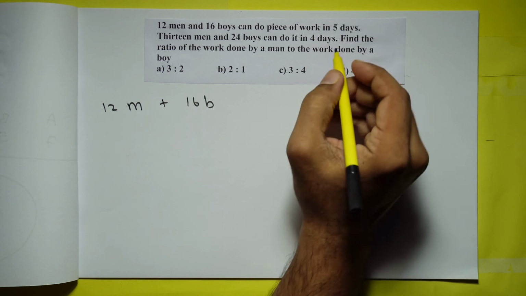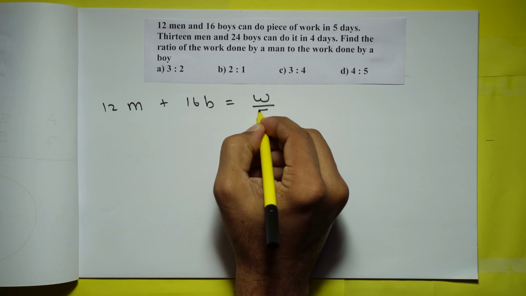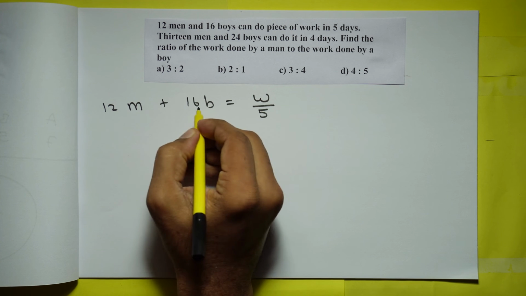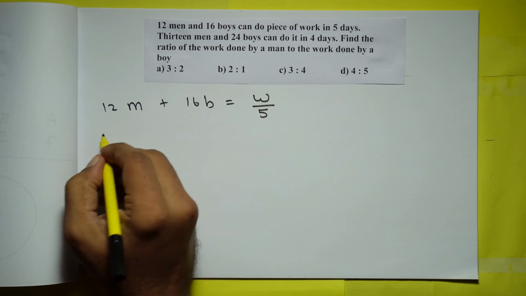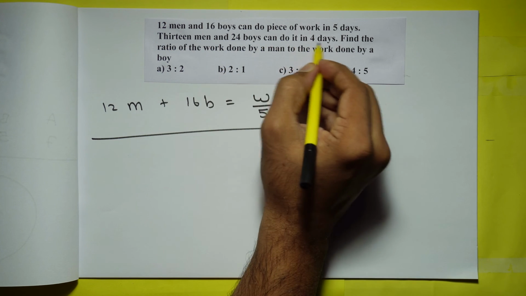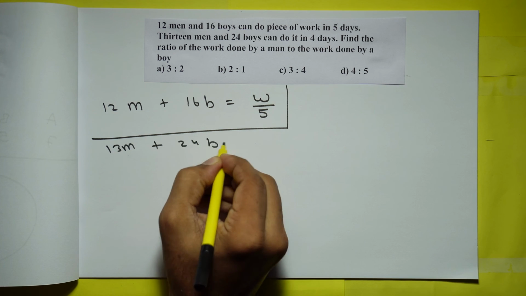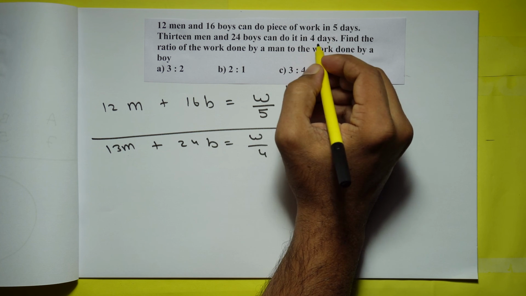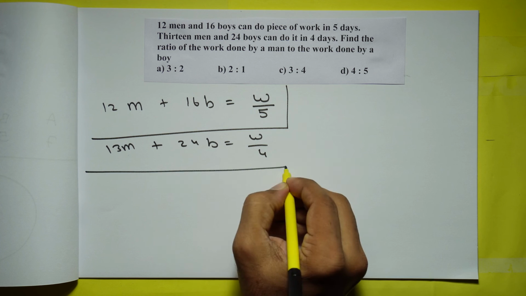Which means that every day 1/5 of the work will be done. We will assume that the whole work is W. So 1/5 of that will be done. So 12 men plus 16 boys can do W by 5th of the work. So this is the first equation that we have. 13 men and 24 boys can do it in 4 days. So 13 men plus 24 boys can do W by 4th of the work. Every day they will do 1/4 of the work. So W by 4th of the work will be done. So this is the second equation.